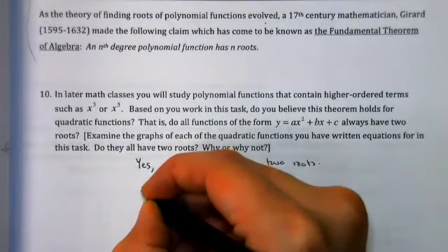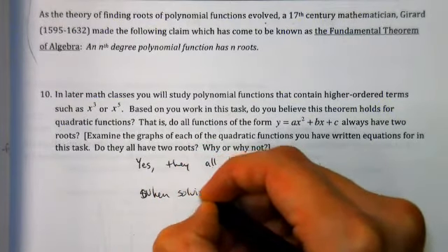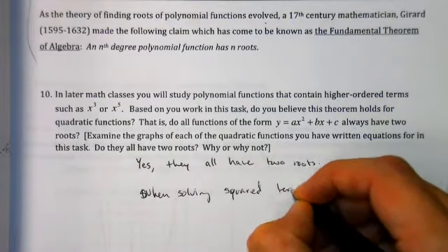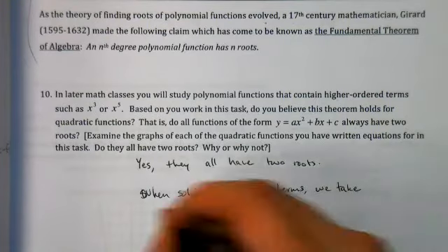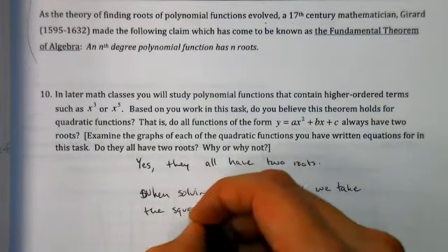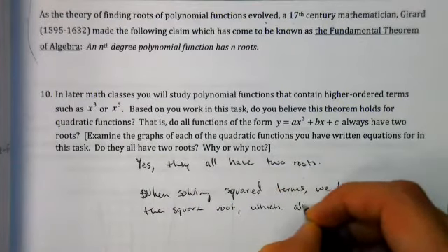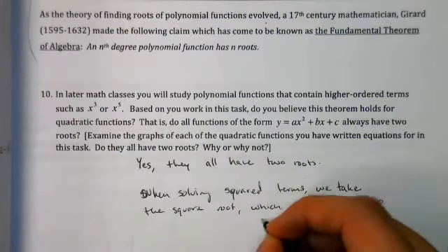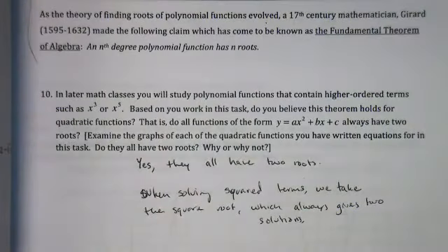So when solving squared terms, we take the square root, which always gives two solutions. That's one way to explain it. There's a couple of other ways, but that's the way I'm choosing to explain it now.